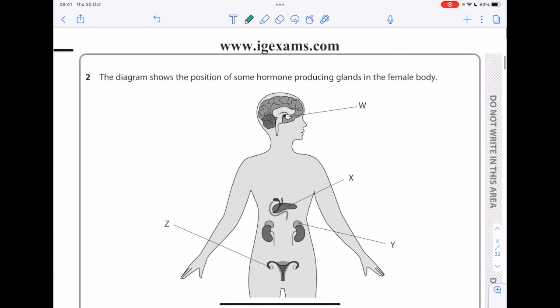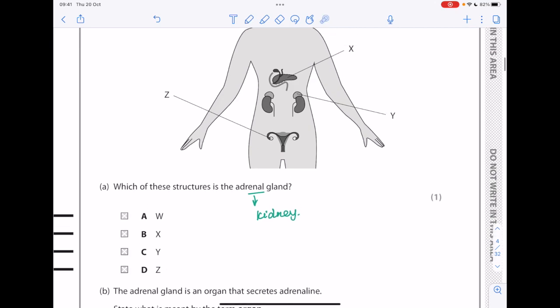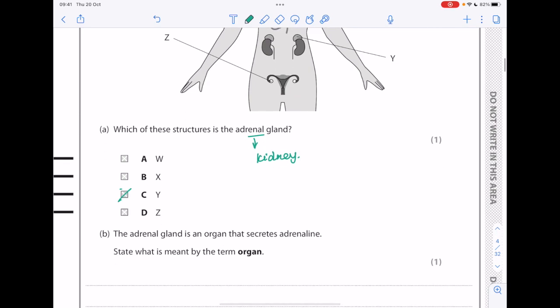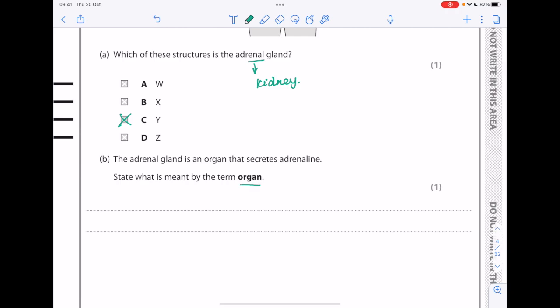The diagram shows the position of some hormone-producing glands in the female body. Which of these structures is the adrenal gland? Now, renal means to do with the kidney. Adrenal means next to the kidney. We can see the kidneys here, which is why Y is the answer. The adrenal gland is an organ that secretes adrenaline. State what is meant by the term organ. A group, learn these definitions, a group of similar tissues, the key word here is tissues, working together to perform a function.